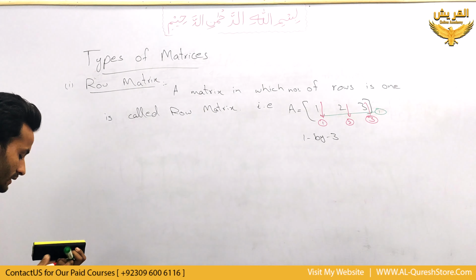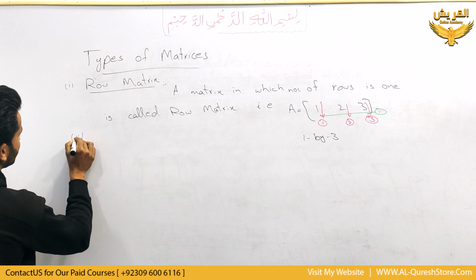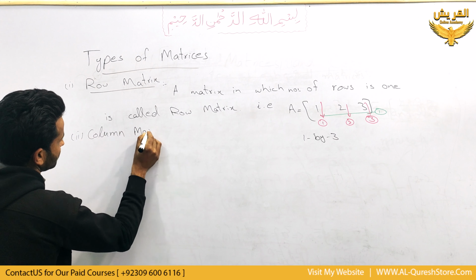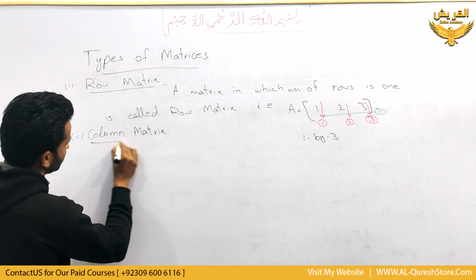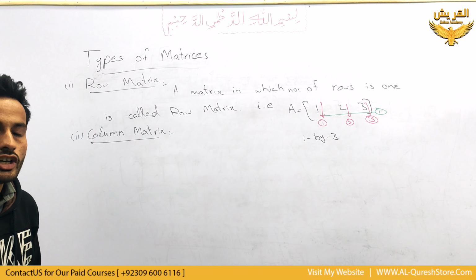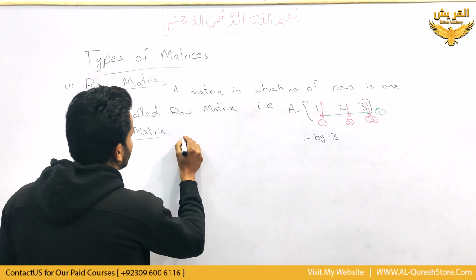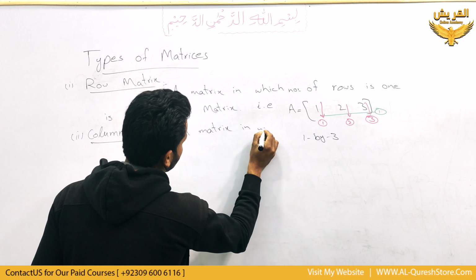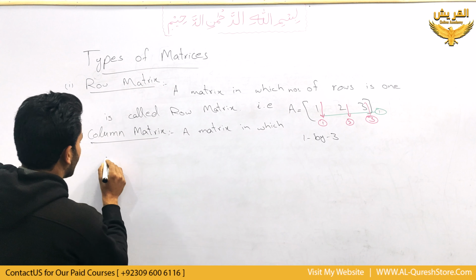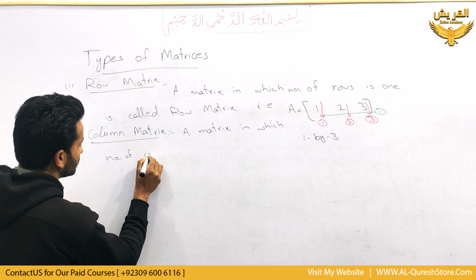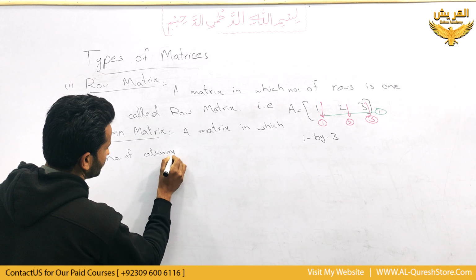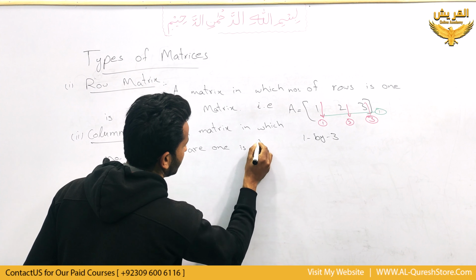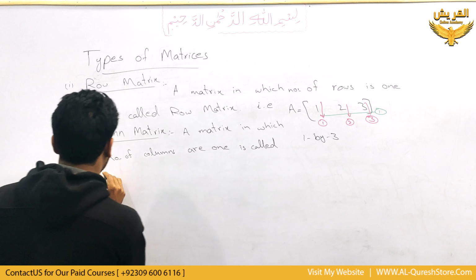The next type of matrix, column matrix. Simply, you can understand that a matrix in which number of columns is 1 is called column matrix.